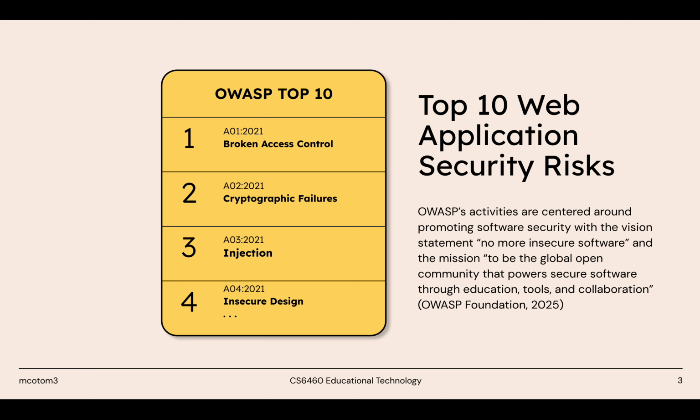With the vision statement of no more insecure software and the mission to be the global open community that powers secure software through education, tools, and collaboration, the OWASP provides foundational knowledge to security-oriented professionals. However, learning secure coding practices often requires investing time in the OWASP alongside academic and professional career development. If only there were a better way to teach secure coding practices.